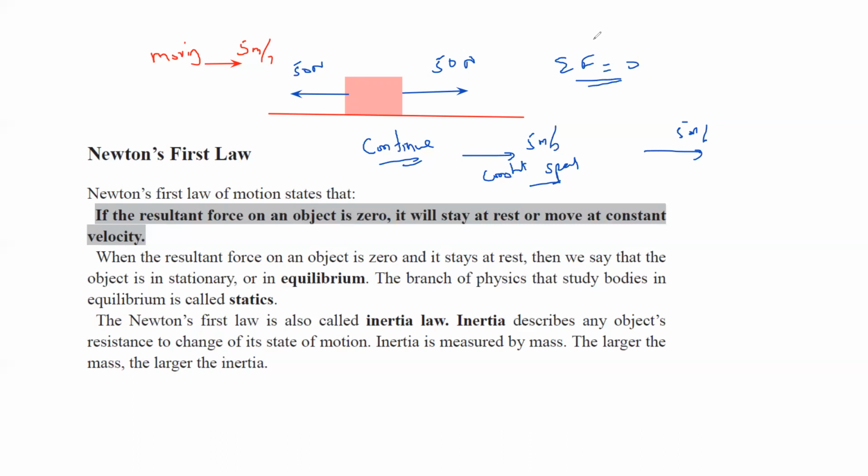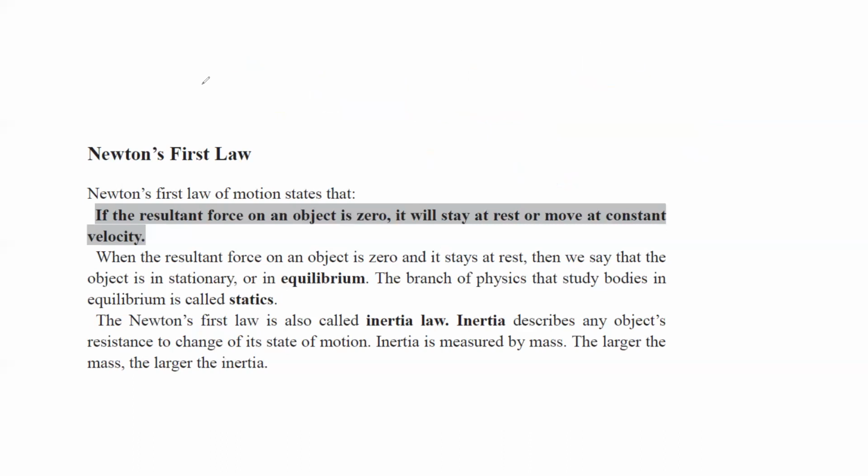Inertia means the property of an object to resist the change in state. That inertia is directly proportional to mass. If it's a heavy object, it will be difficult to change its state as compared to lighter objects. So we can say the greater the mass, the greater the inertia.